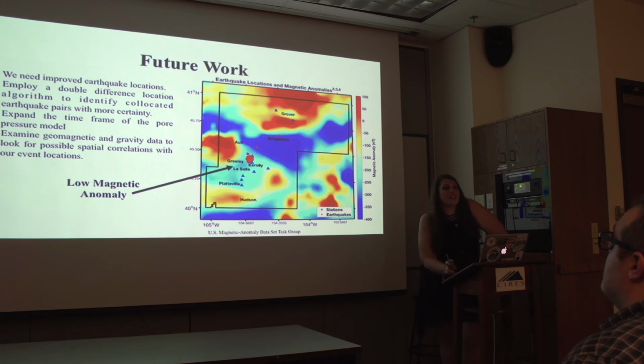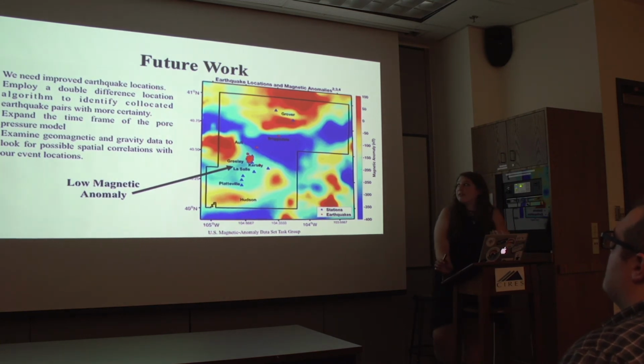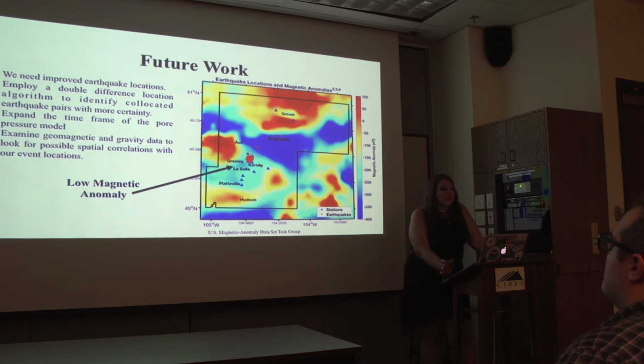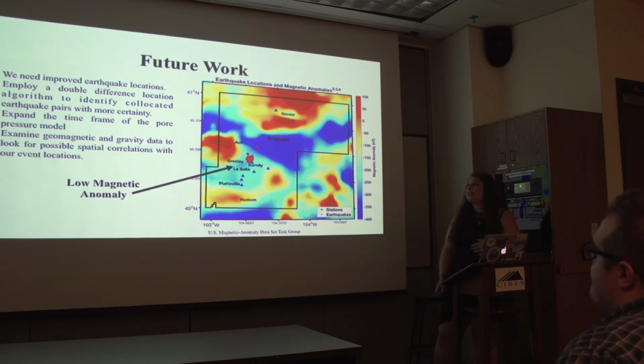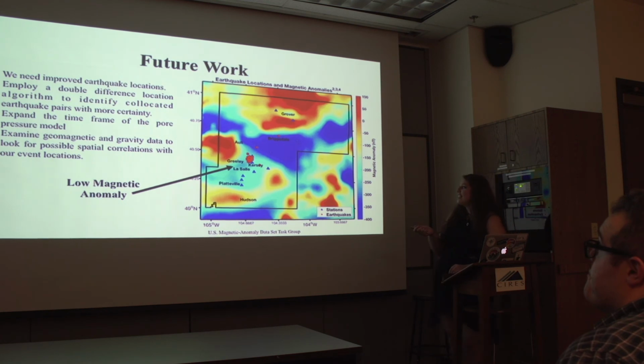So in the future, we definitely would like improved earthquake locations. We can employ a double difference location algorithm to help us solidify our locations a little bit better. We need to expand the time frame of the pore pressure model so we can compare the 2017 data to it. And also, we're curious about this geomagnetic data because we think it's interesting that these earthquakes tend to be occurring in a gradient between some magnetic highs and a little magnetic low right here. That is something that we could potentially look at in the future.